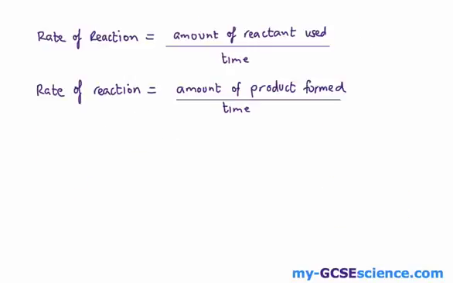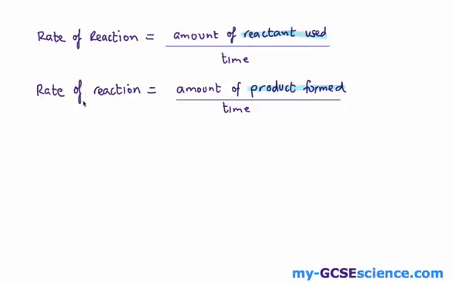But you do need to know a couple of formulae in order to be able to measure the rates of reaction. The two formulae are: rate of reaction is the amount of reactant used divided by time taken, and the second way is rate of reaction is the amount of product formed over time taken.